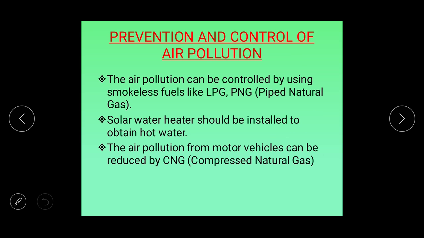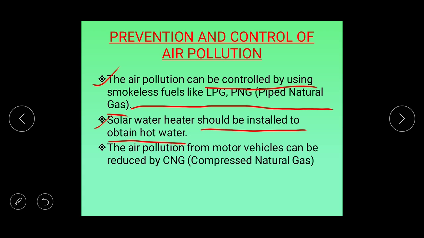I am coming to its prevention. It means the prevention and the control of air pollution. It can be controlled in the following ways. Number one, air pollution can be controlled by using smokeless fuel like LPG, PNG, that is piped natural gas. Number two, solar water heaters should be installed to obtain hot water. Number three, air pollution from motor vehicles can be reduced by CNG, that is compressed natural gas.